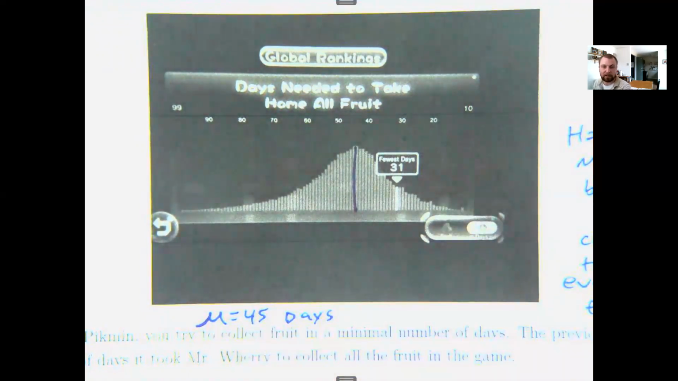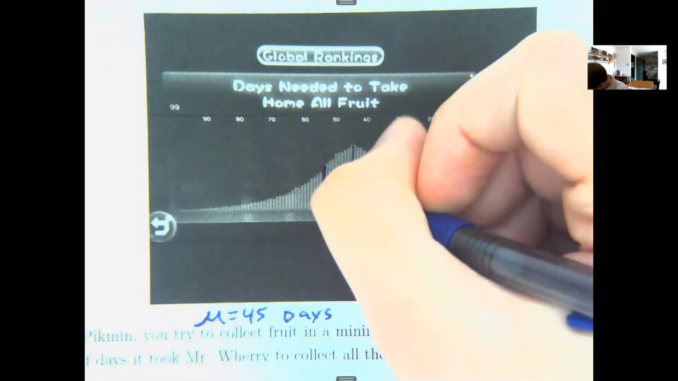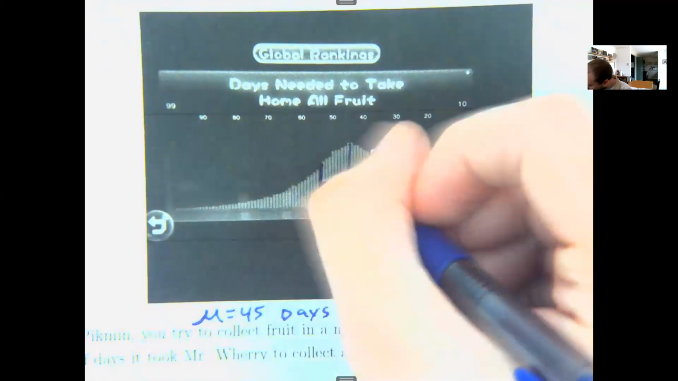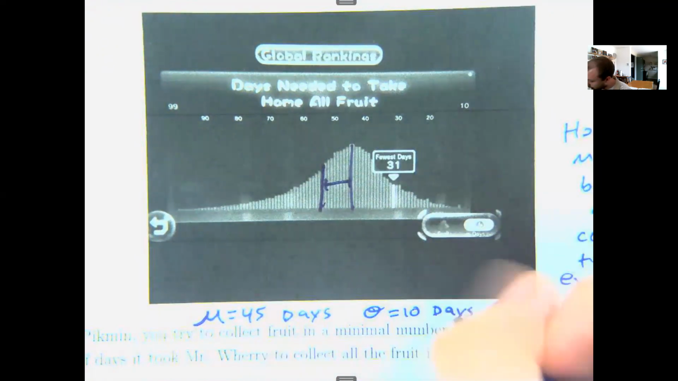My standard deviation is the distance that it takes to get halfway on the downswing. About halfway on the downswing, I would say, is about here. Notice that this has gone from 45 to 55. That is approximately 10 days away for that standard deviation.